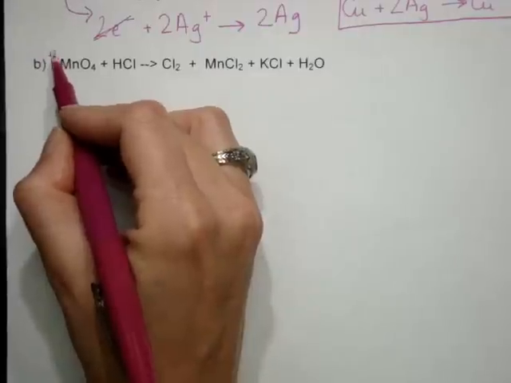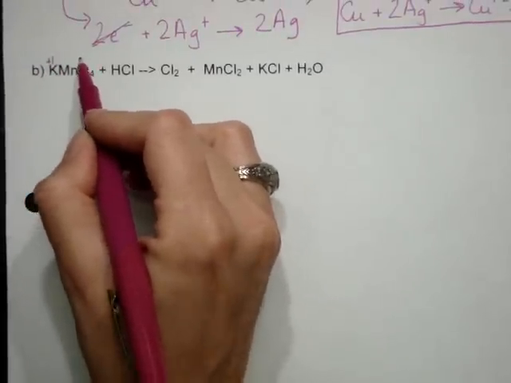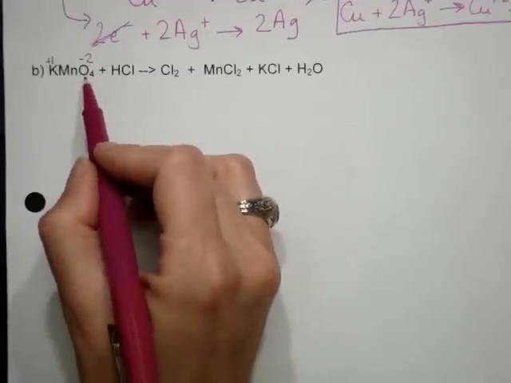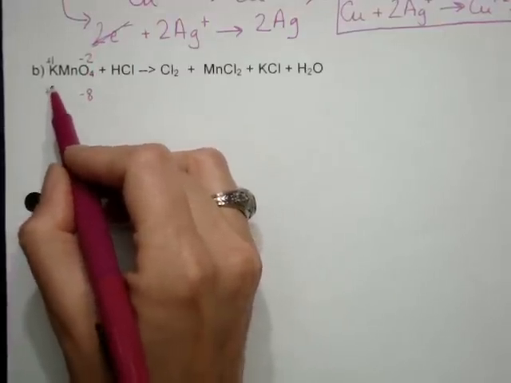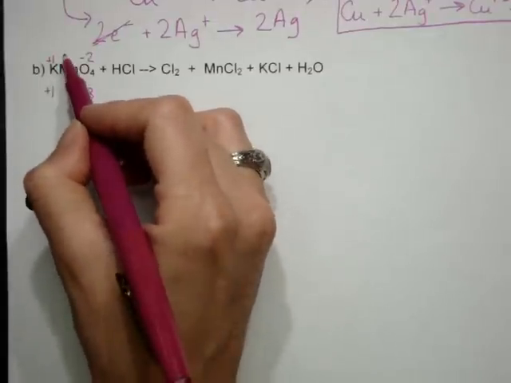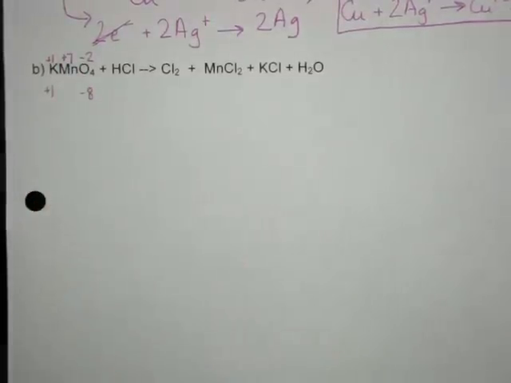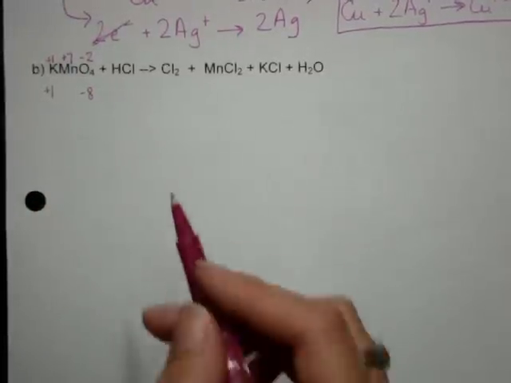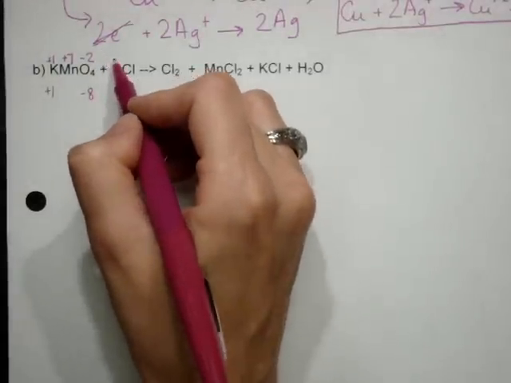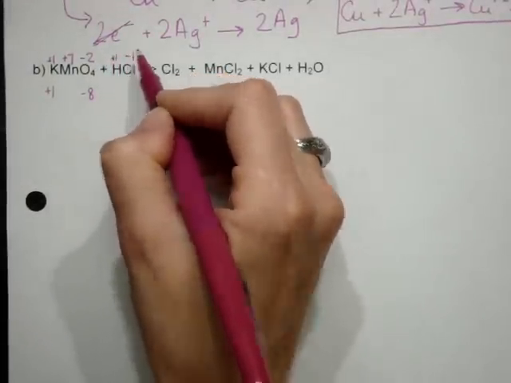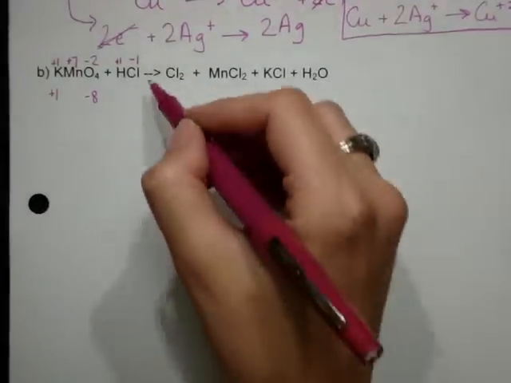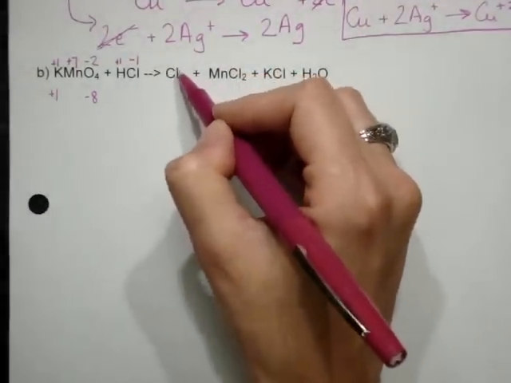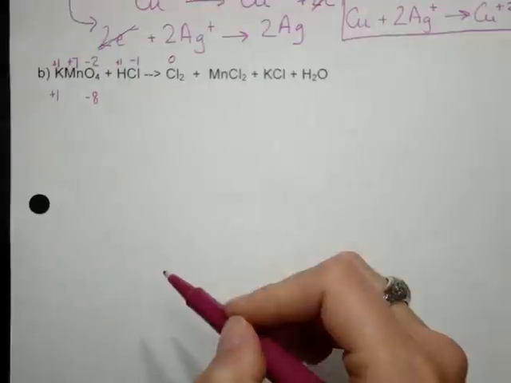Potassium is always +1, oxygen's always -2, so -2 times 4 is -8. Potassium's +1 means that the manganese right here is a +7 charge. We go to the HCl. That's a +1 and a -1. On the other side, we have chlorine gas. That's elemental, so that's a 0.